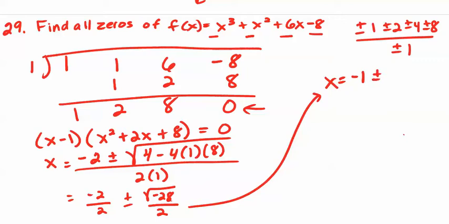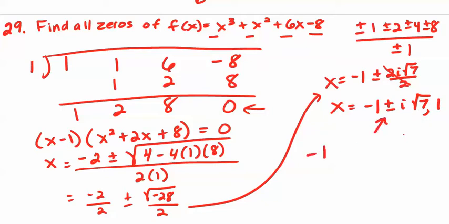This has got a 4 times 7, so we're going to bring a 2 and an i on the outside. So 2i square root of 7 over 2, and then you can see that we're going to cancel those 2's. So we've got negative 1 plus or minus i times the square root of 7. Let me write that a little more neatly. And we also had our 0 of 1. So notice that we had 2 complex zeros and 1 rational 0.